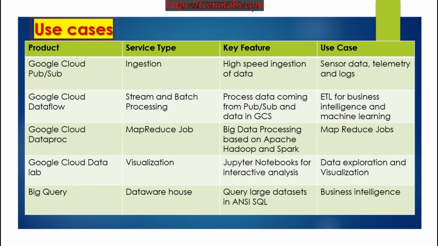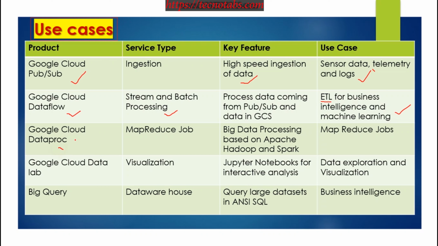All right. Now, after the demo, it's time for us to look at the use cases of Google Cloud Analytics services. The first one is Google Cloud Pub/Sub, which performs very high speed ingestion of data. Wherever you have sensor data or telemetry data or logs coming in, you can use Pub/Sub for ingesting the data into GCP. Now, Cloud Dataflow can be used for stream and batch processing. The data that you get from Pub/Sub can be ingested into Cloud Dataflow, where it can be used for performing business intelligence and machine learning operations. So this ETL here stands for extract, transform, and load.